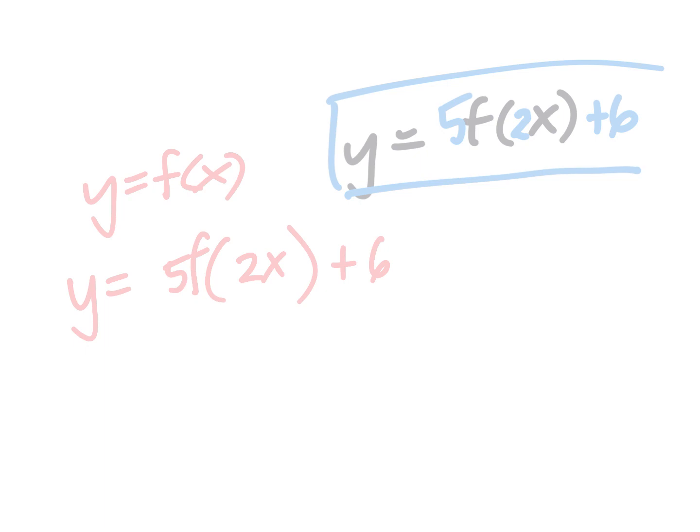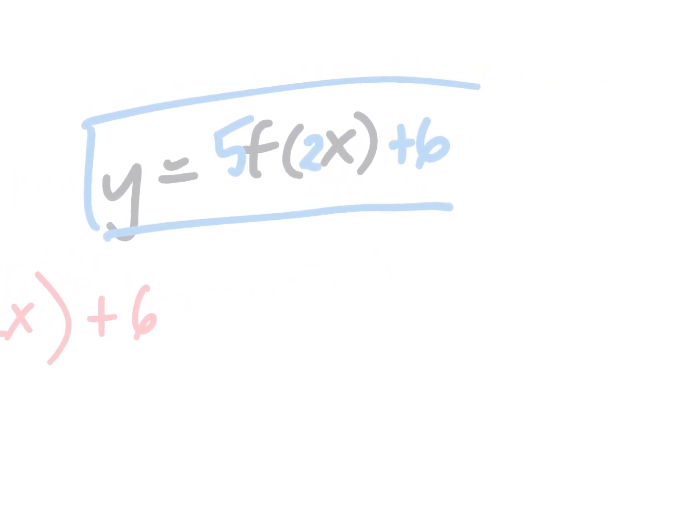What did the 5 do to it again? Vertical stretch. And horizontal on the inside. Here, let me switch colors. Horizontal on the inside and vertical on the outside. The inside stuff, that's the horizontal stuff. And the horizontal stuff seemed like it was twice as big. But can you trust it? No, so it's not twice as big. It's actually half as big. When you put a 2 on the inside, it makes it half as big.